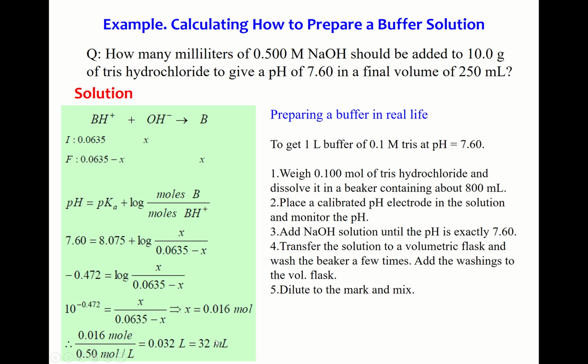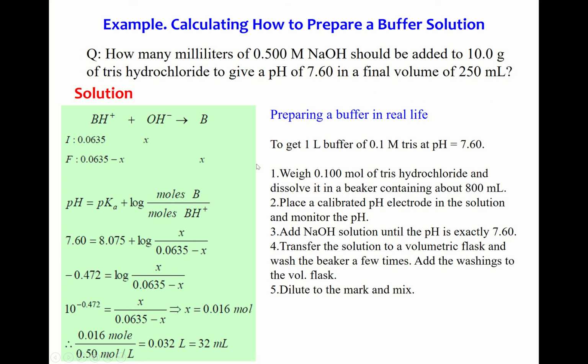All right, here the final volume actually doesn't matter. It is not important. Whether it's 200 milliliters or 500 milliliters or 100 milliliters, it doesn't matter. Your pH calculation is not affected by the final volume.